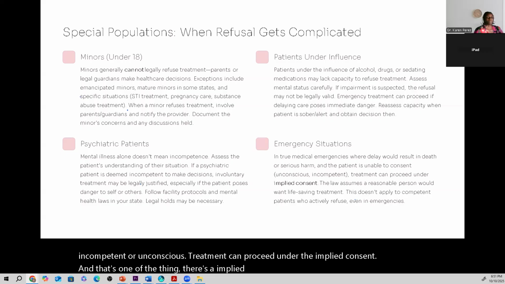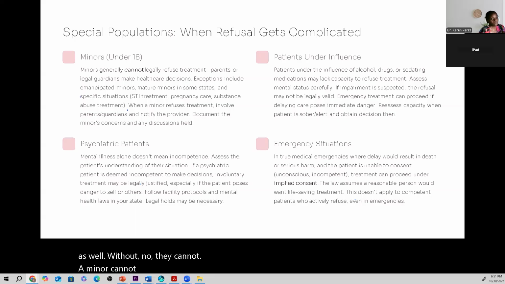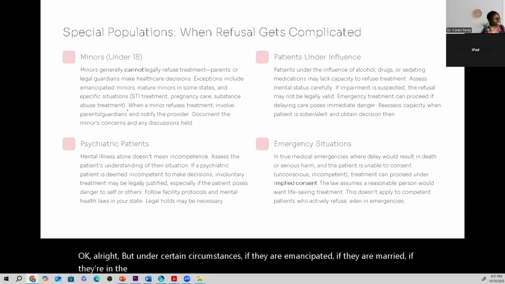Can a minor refuse treatment as well? No, they cannot. A minor cannot refuse treatment. But under certain circumstances, if they are emancipated, if they are married, if they're in the army, if they're pregnant or gave birth, and so forth, then yes, they can.